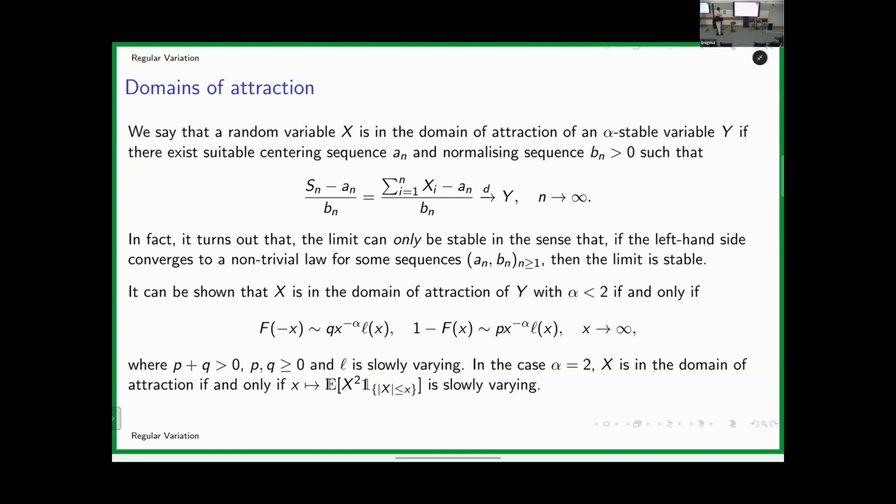Okay, so just a remark. The case alpha equals 2 is not covered by this, so that's the normal domain of attraction. The random variable will be in this normal domain of attraction if and only if this truncated second moment is a slowly varying function. For example, when you have a finite second moment, which is the classical CLT, this function converges to a constant, namely the variance. So, of course, it is slowly varying. Any function converging to a non-zero finite value is slowly varying.